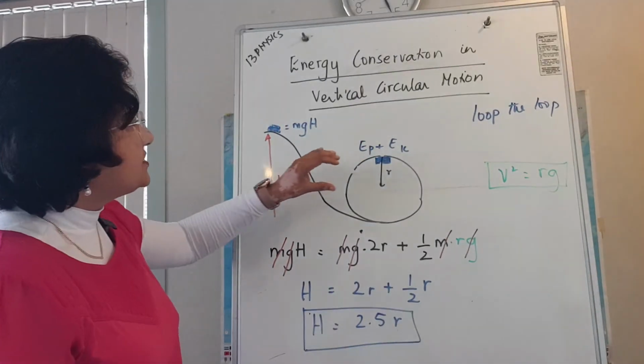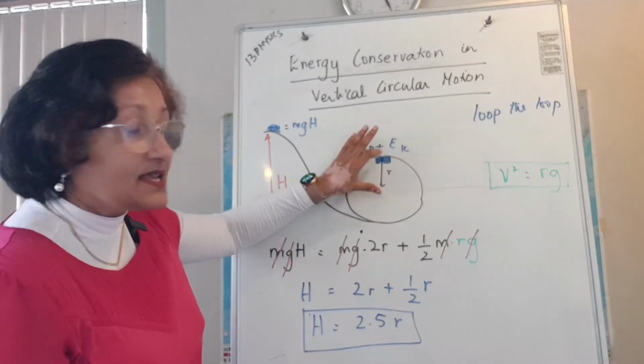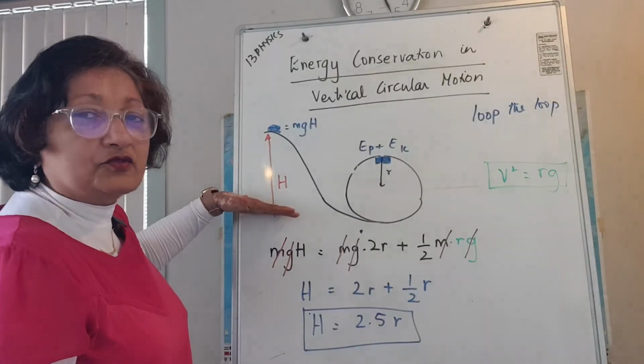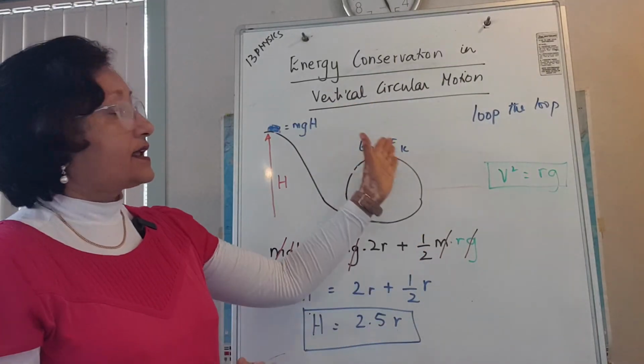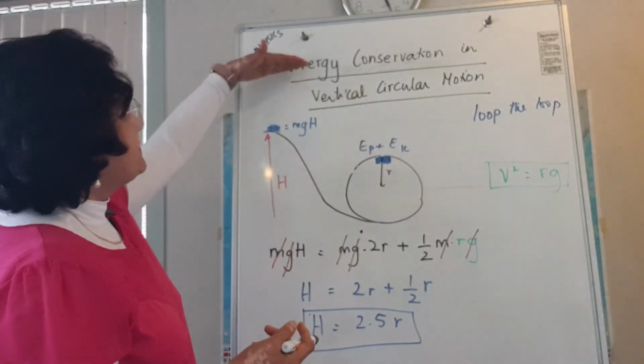If this radius was 10 meters, the hill will have to be 10 times 2.5, which is 25 meters high, for you to be safe and carry on. In reality, they might be much bigger.